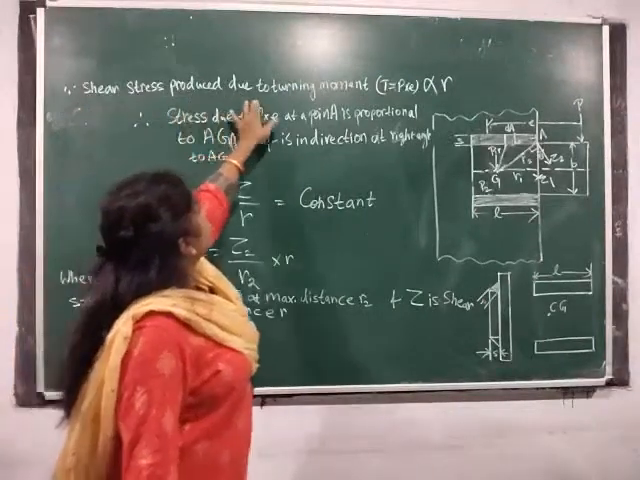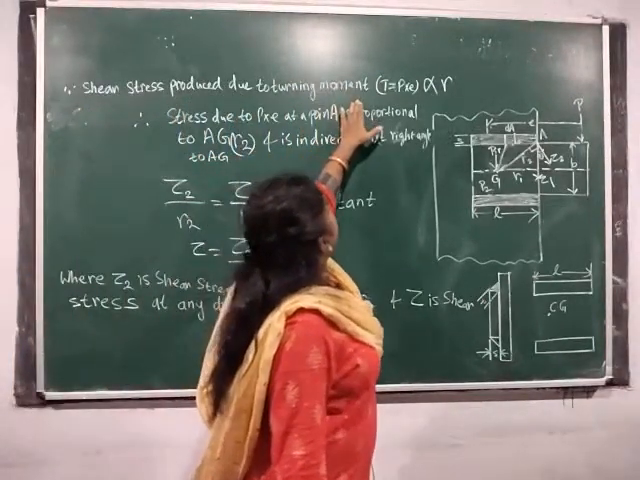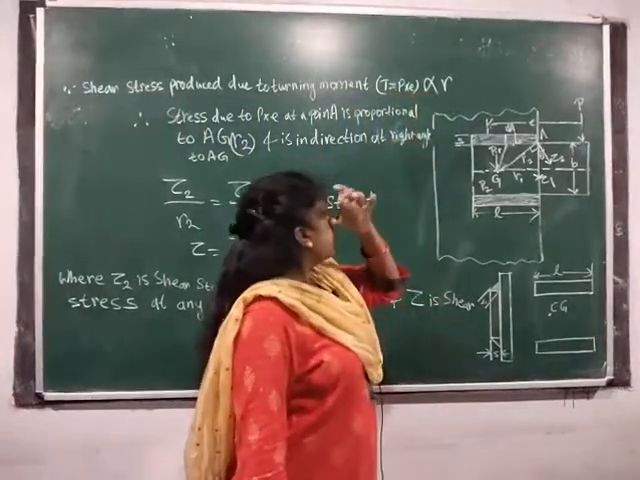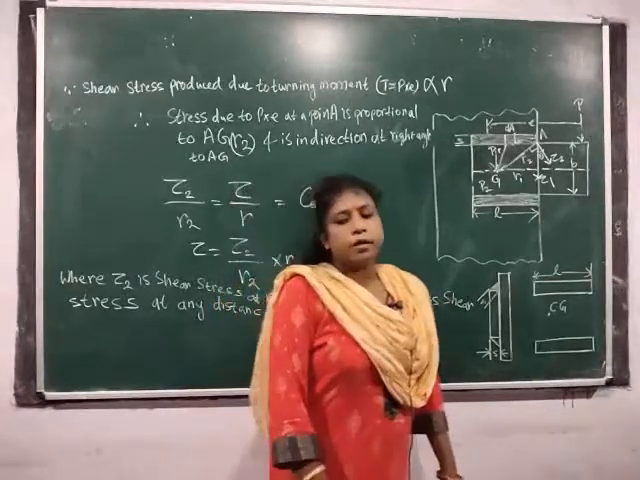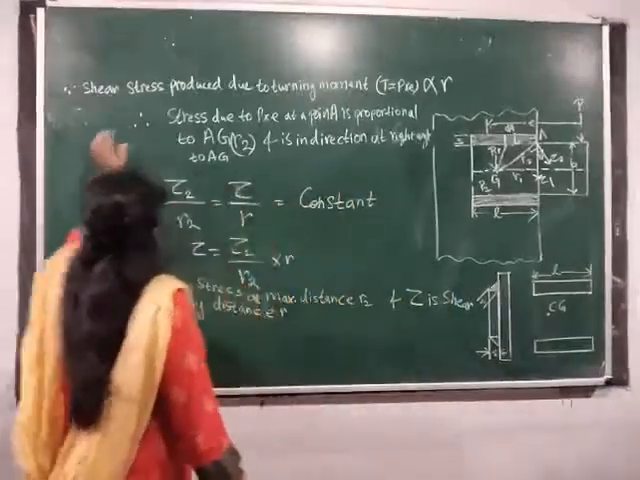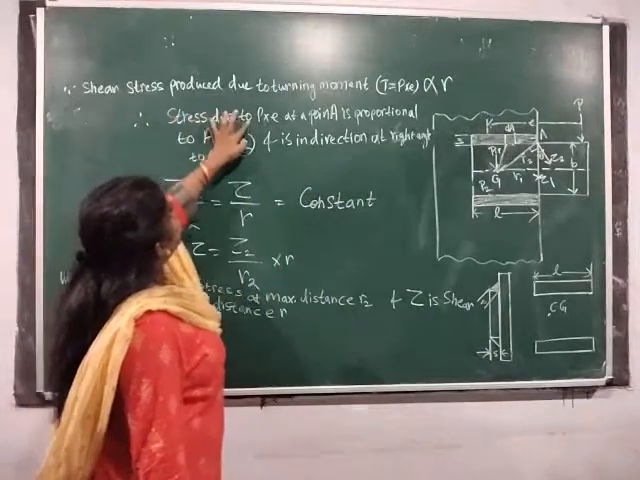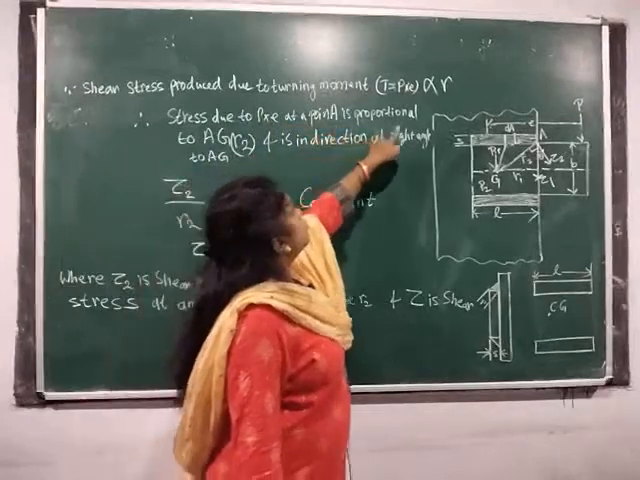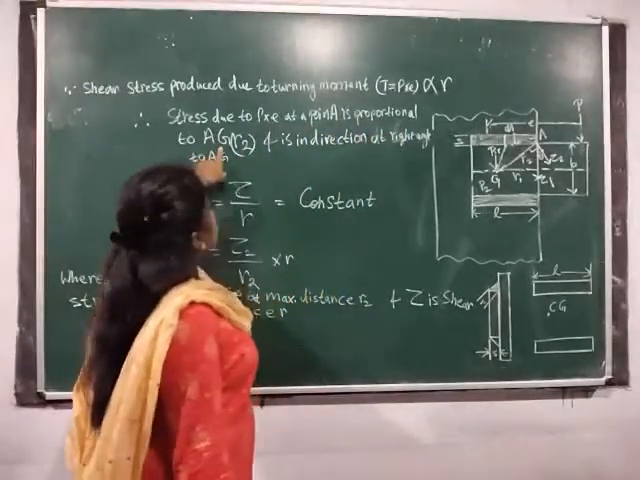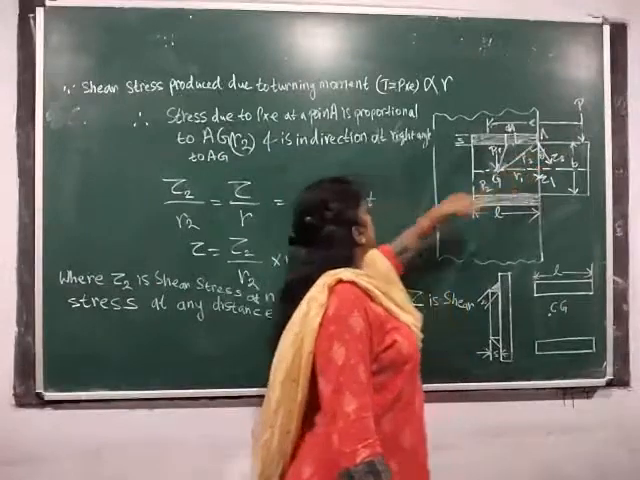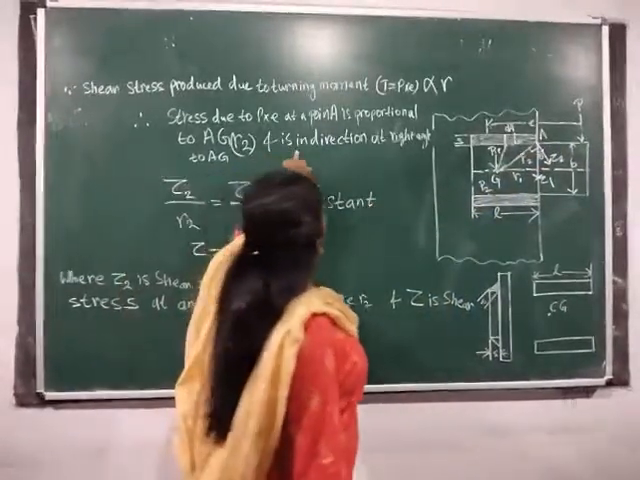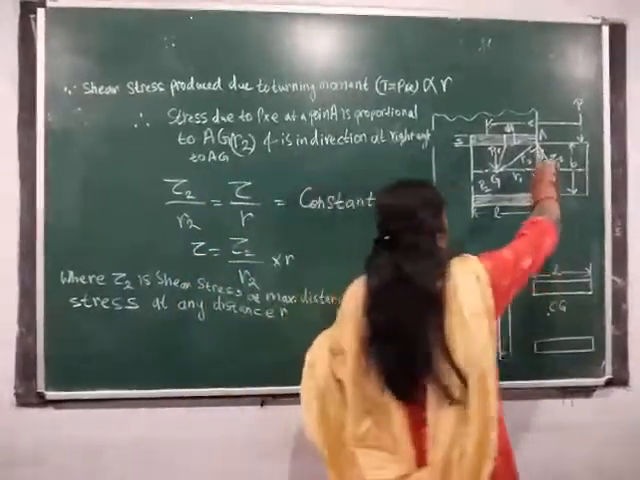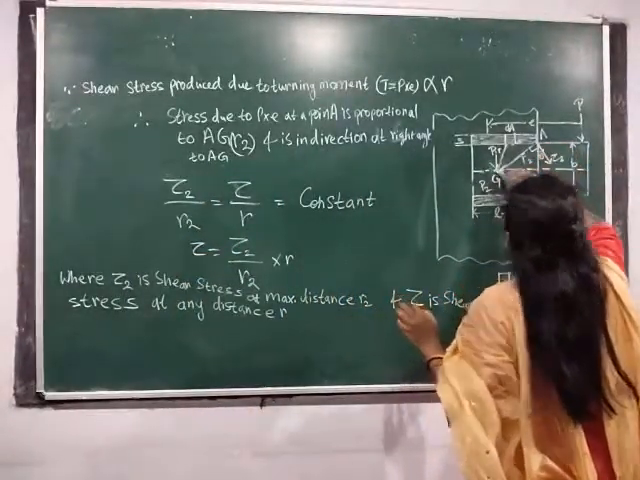Since the shear stress produced due to the turning moment, that is T equal to P into E, is proportional to the distance R, therefore the shear stress due to P into E at a point A is proportional to AG, that is AG, and is in the direction at right angle to AG.